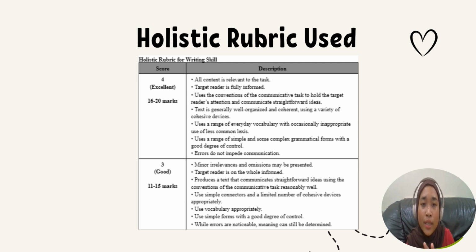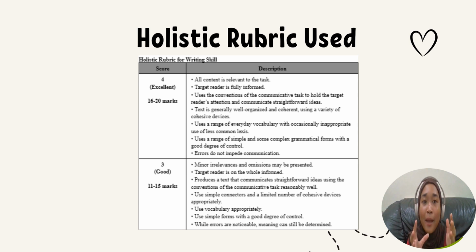So this scoring consists of four stages, what we call score levels, which are poor, weak, good, and excellent. So let's take a look at the excellent level first, which is 16 to 20 marks. How would the student get these high marks?